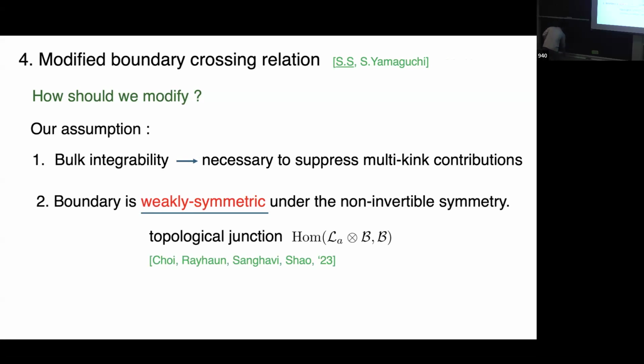This is a boundary, and this is the topological line in the bulk, and there is some non-trivial topological junction here from L times B to B. This is the meaning of the junction from L times B to B. This junction is topological, so we can freely move it as a bulk topological junction.